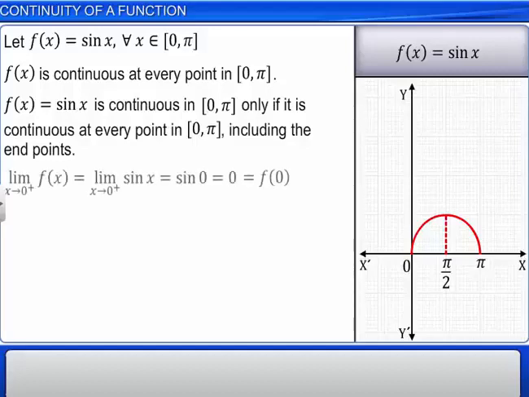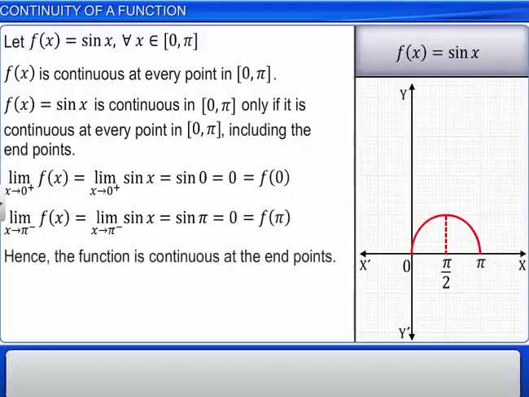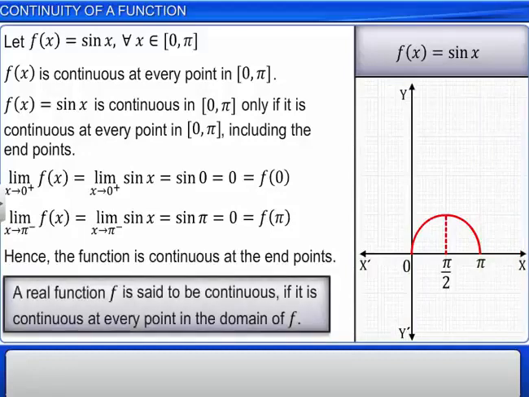The right-hand limit of f of x at x is equal to 0 is 0, which is the value of the function at 0. The left-hand limit of f of x at x is equal to pi is also 0, which is the value of the function at pi. Hence, the function is continuous at the endpoints. Here, we do not need to find the left-hand limit of the function at 0 and the right-hand limit of the function at pi. This is because the points left to 0 and right to pi do not lie in the given domain. Thus, mathematically, a real function f is said to be continuous if it is continuous at every point in the domain of f.